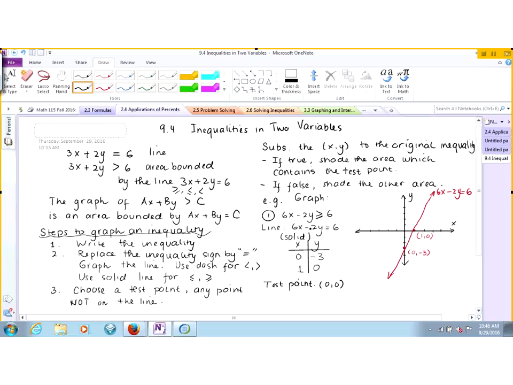Now what do I do with my 0, 0? Plug it into which one? This one or the first one? To the original. Right? So you have to substitute it to the original. So when you substitute, what do you have? 0 minus 0 greater than or equal to 6. That's not right. This is false.